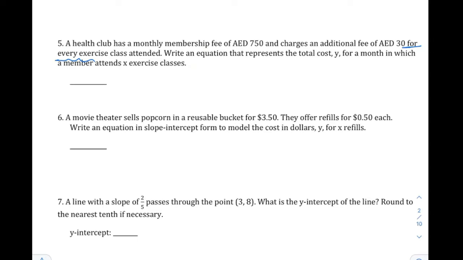Write an equation that represents the total cost, y. So we want y, cost, التكلفة, for a month in which a member attends X exercise classes. The 750 will be paid once. مرة واحدة راح تندفع. So we will write it as it is.